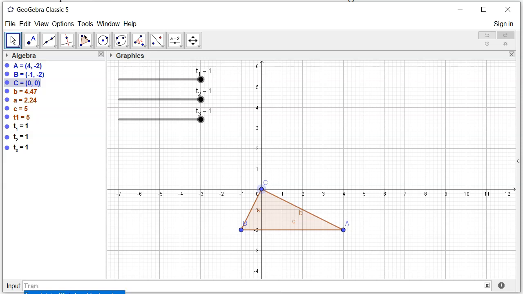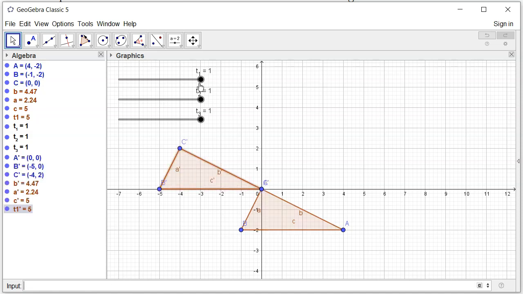The object is going to be, in this case, T1. So this triangle is T1. And the vector is going to be a vector from A to the origin, which is where the C is. Then you multiply by T1 and hit enter. This way I can use T1 to control its motion.